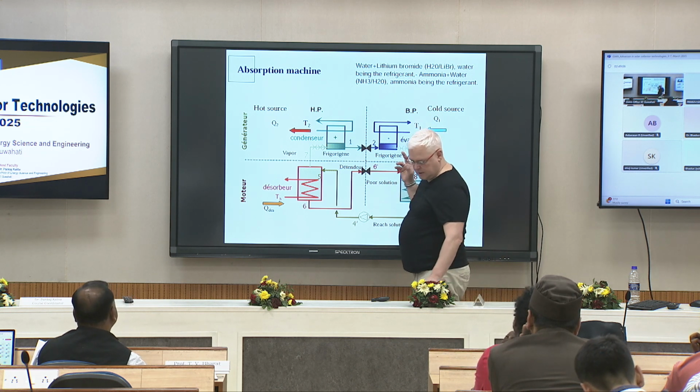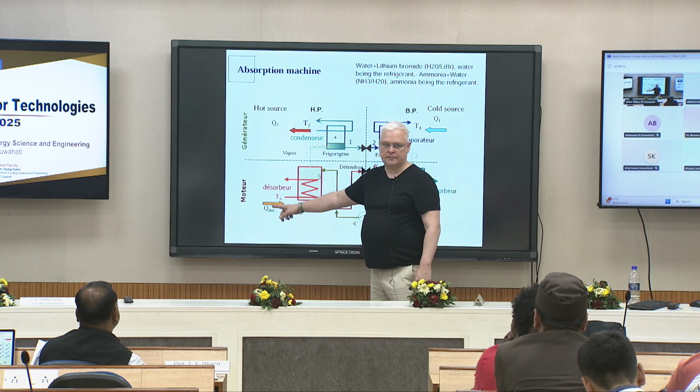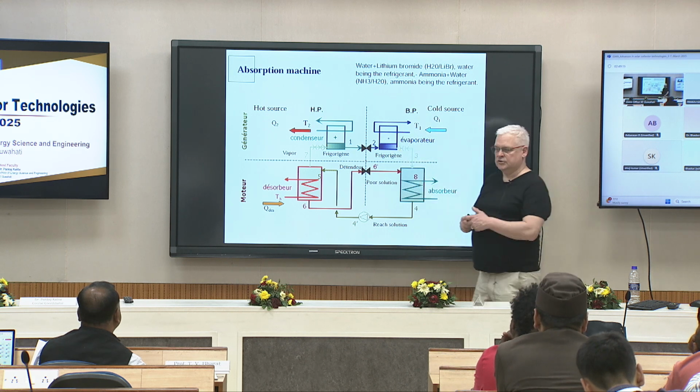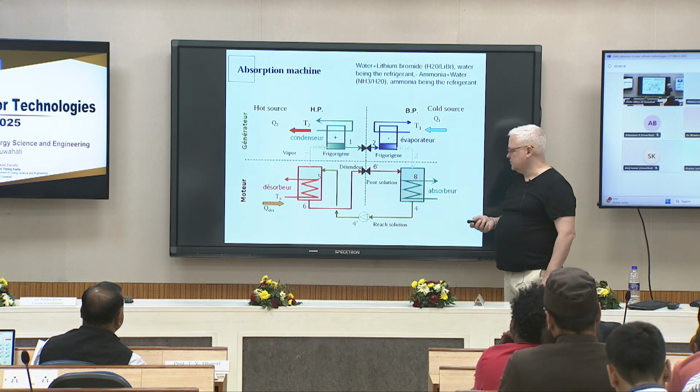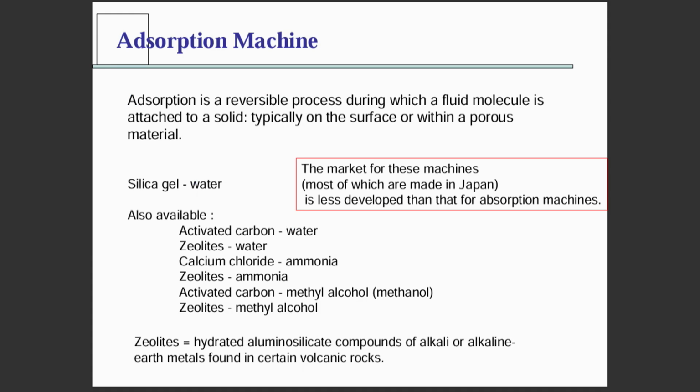This is more of an absorption machine, and the solar energy is brought here, whereas you take the heat, you cool here. So it is a reverse process. Here you have some elements. Silica gel plus water, which is also what is used for desiccant cooling, so it is solid plus vapor of water. And you have also activated carbon plus water, zeolite plus water, calcium chloride, zeolite plus ammonia. So different couples.